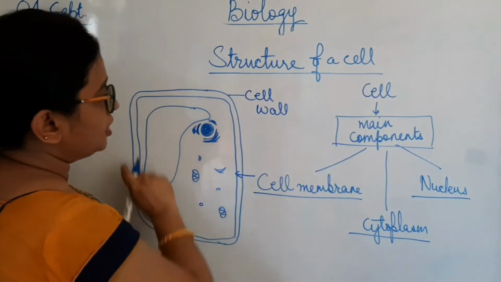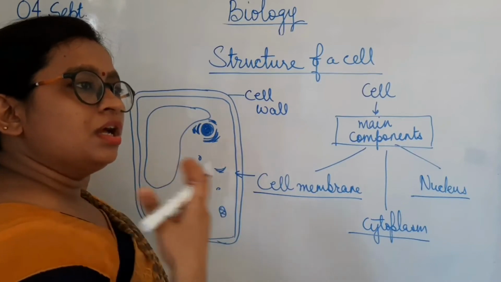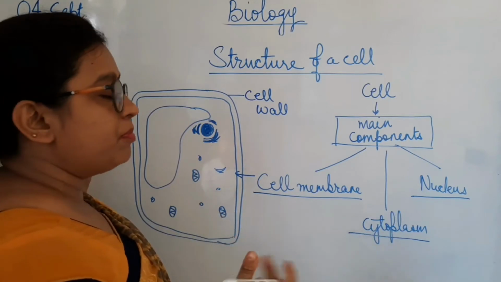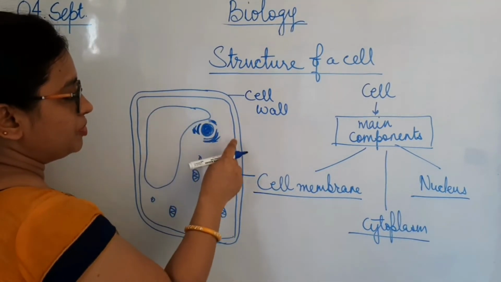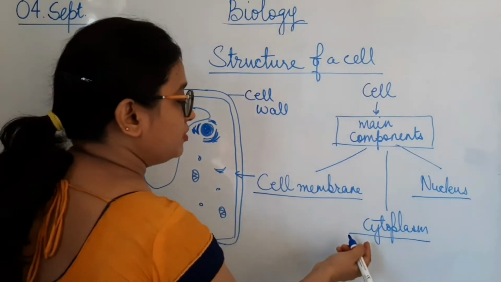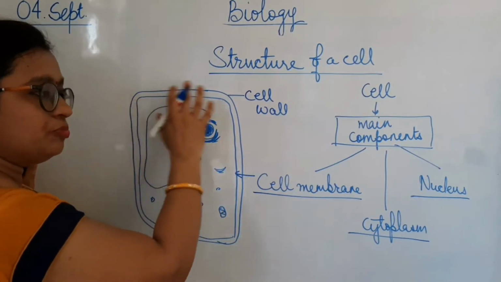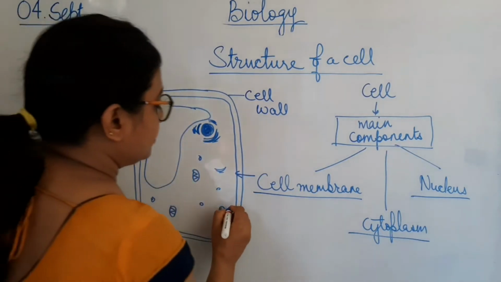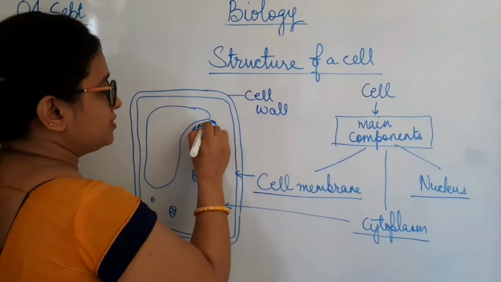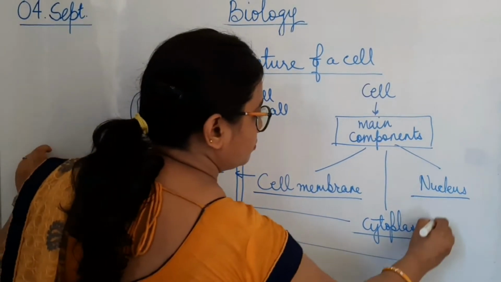The outermost covering in the plant cell is the cell wall, which is an additional layer present in fungi and in plants, an important part of plants. But cell membrane is present in every cell. Then there is cytoplasm. The cytoplasm is present just after the cell membrane, meaning all this jelly-like fluid present inside the cell is cytoplasm. And what about the nucleus? Nucleus is this dense dark circular structure. This is called the nucleus.